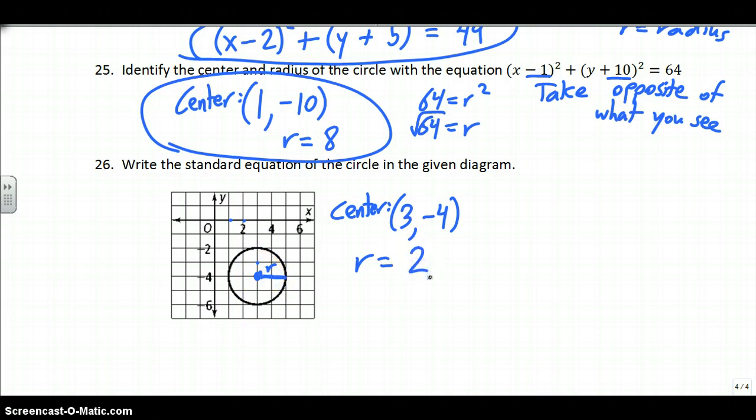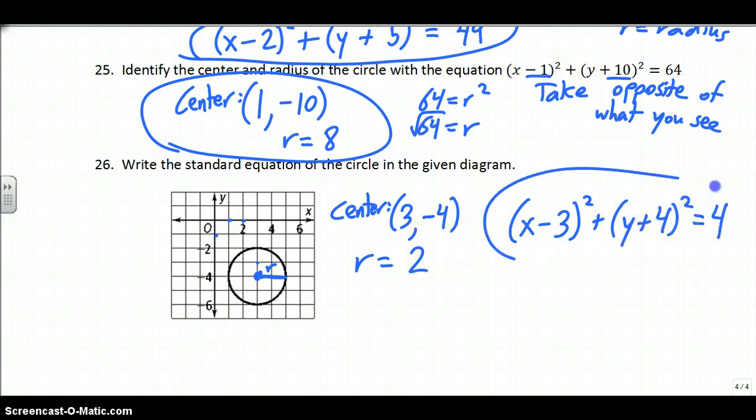My only advice, make sure you know what they're counting by on the axes. These are by 1s, but they might not always be by 1s. They might be by like 2s or 3s or whatever, okay? Anyway, here we go. Well, again, you can take the opposite of what you see. I see a +3, so this is a -3. I see a -4, so that's going to be a +4. And it equals the radius squared, which is 4.